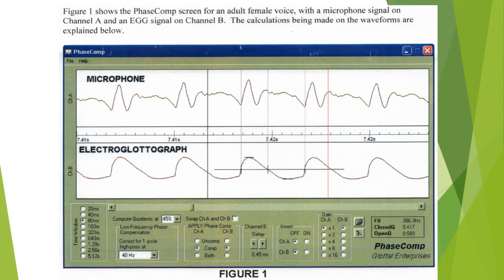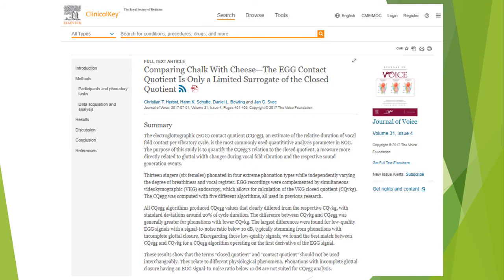In our calculations, we use the closed quotient and agree with the Voice Foundation, which defines the closed quotient as the inflection of the duty cycle. This is exactly the discussion that is going on. What is the closed quotient and what is the contact quotient? They should not be used interchangeably. They relate to different physiological phenomena.